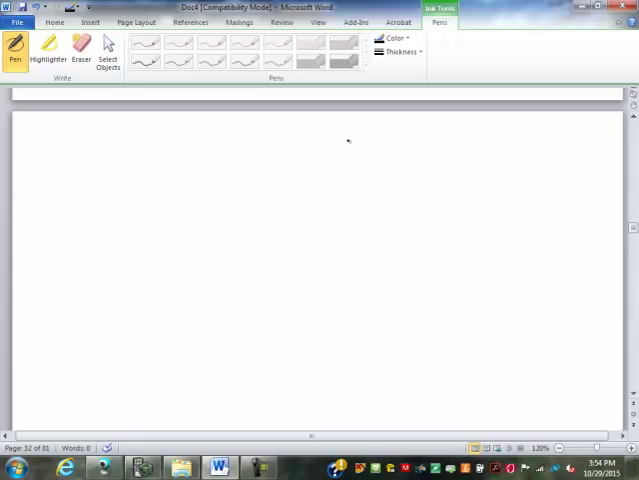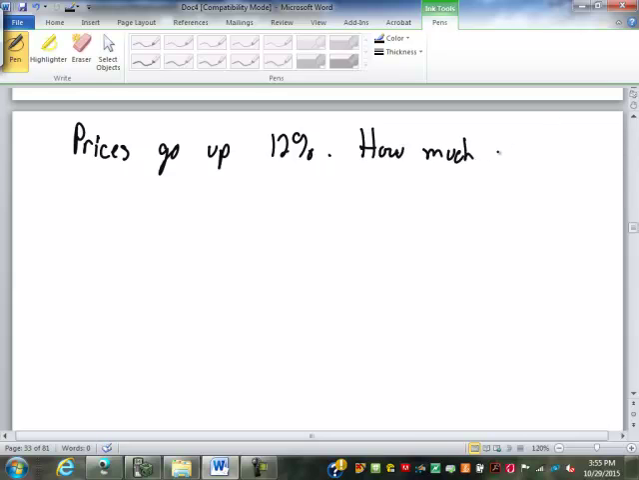Okay, we're going to change gears a little bit. We're going to look at percent increase and decrease problems. One application. Well, let's just do this. Let's say that you have an item you're going to look at. Prices are going to go up 12%. Oh, a few times they have. How much would an item that was $480 be?